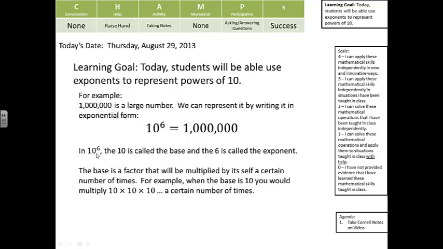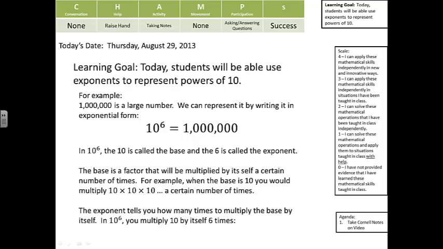So the base, the 10, is the factor that we're going to multiply by itself over and over and over again. And the way that we know how many times we're going to multiply it by itself is we use the exponent. So if we have a number like 10 to the 6th power, we're going to multiply 10 by itself 6 times. So it's going to be 10 times 10 times 10 times 10 times 10 times 10.